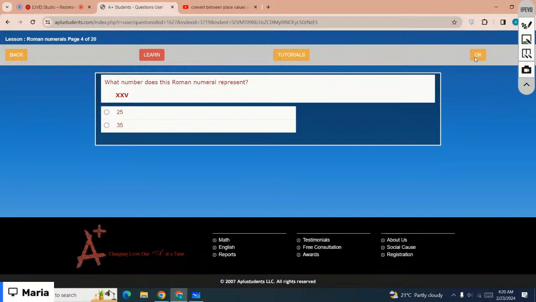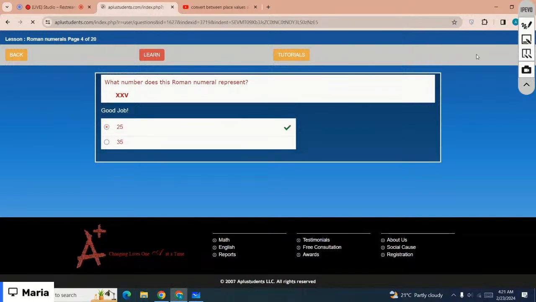What number does the Roman numeral represent? XXV. Which is the correct option? Yes, that is 25. The correct option is 25, right? Option 1 is the correct option.